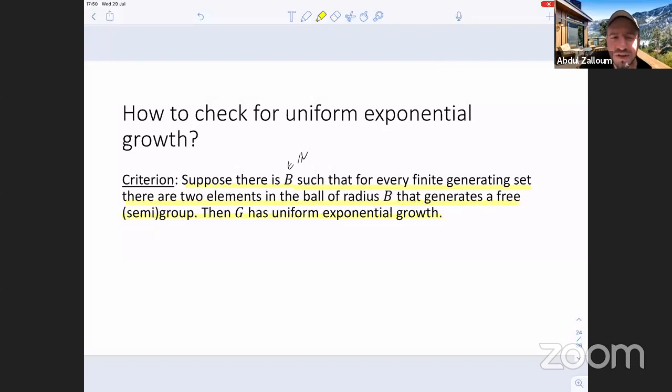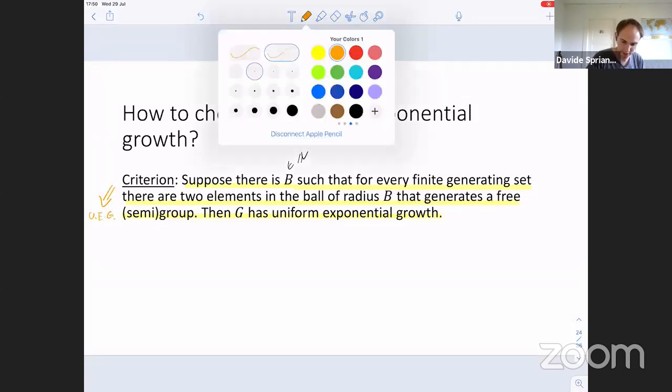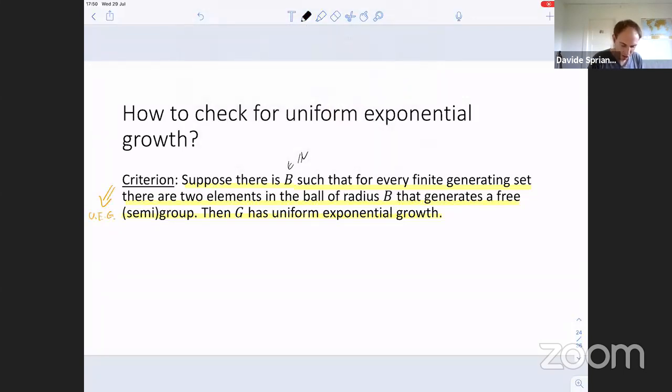This criterion is strictly stronger, right? Yes. This criterion is strictly stronger. So this implies uniform exponential growth, but it is just one implication, okay? It is a strictly stronger criterion.